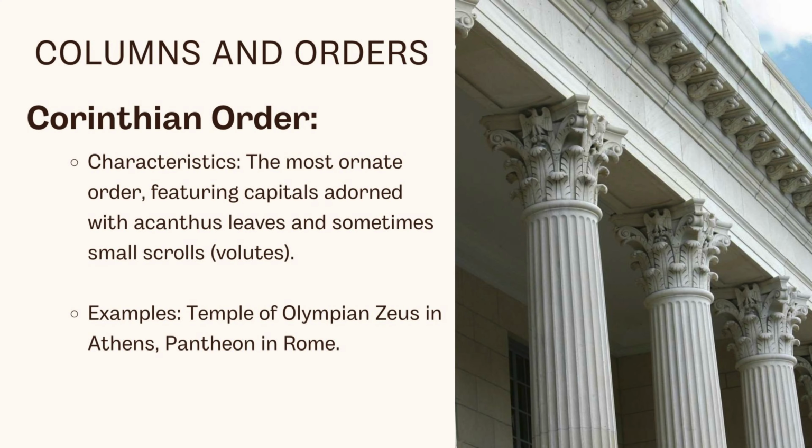Corinthian order, the most ornate order, featuring capitals adorned with acanthus leaves and sometimes small scrolls called volutes. Examples are the Temple of Olympian Zeus in Athens and the Pantheon in Rome.